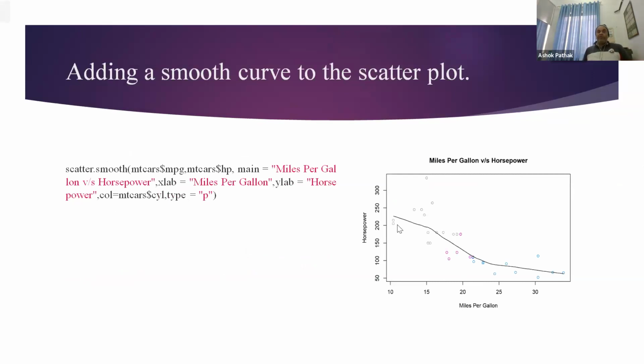So by adding a smooth curve to the scatter plot, you can see some patterns. But it is not linear. It is partially linear: sometimes it is linear, then it is decreasing. So this is not a linear pattern.